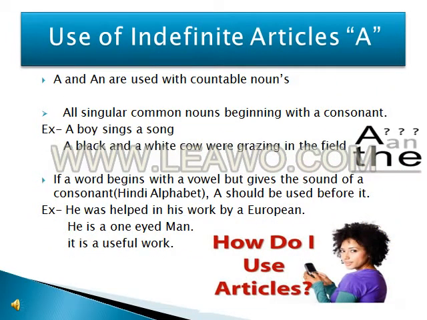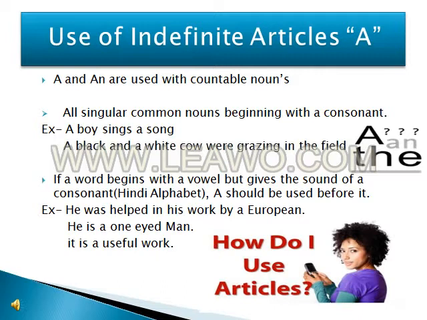Okay, now what's the use of indefinite articles? A and an, as I told you, are known as indefinite articles. So here is the first rule: for all singular common nouns beginning with a consonant, we use a before the particular nouns. For example, a boy sings a song, and the second example is a black and a white cow were grazing in the field.